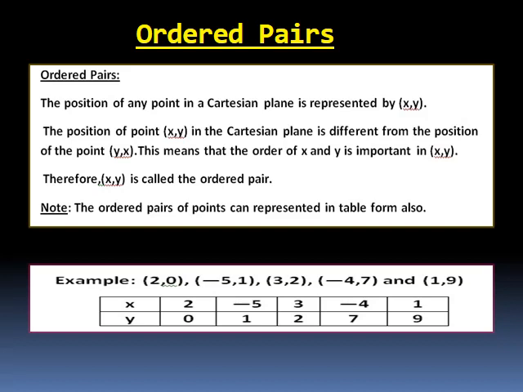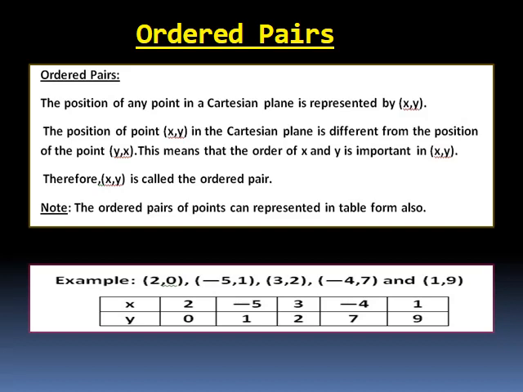Ordered pairs. The position of any point in a Cartesian plane is represented by (x, y) with the brackets. Within the bracket, x is the x coordinate and y is the y coordinate. The x coordinate should come in the first place, then the y coordinate. The position of (x, y) in the Cartesian plane is different from the position of the point (y, x). This means that the order of x and y is important in (x, y). Therefore, (x, y) is called an ordered pair.